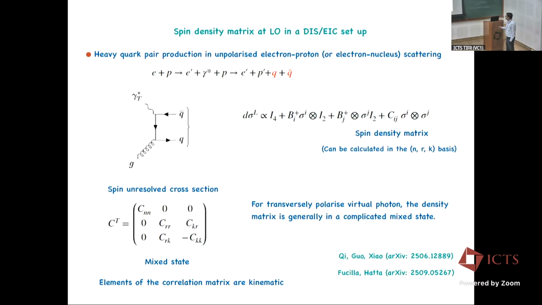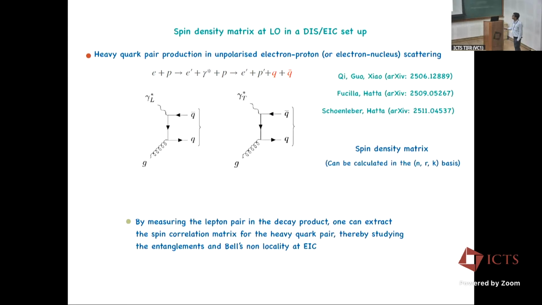And these elements are kinematic elements, so they are functions of the scattering angle, the mass of the heavy quarks, etc. And then the idea is the same. By measuring the lepton pair in the decay products, one can extract the spin correlation matrix for the heavy quark pair, and thereby study entanglement and Bell non-locality at EIC. Everything is based on theoretical arguments. Experimental feasibility is maybe in one or two years it could be part of the EIC program, hopefully.